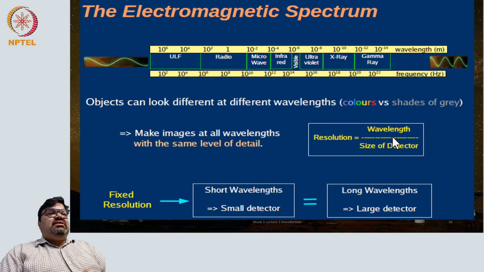However, this is not the only part of the puzzle. The other part is, if you make a larger detector, you also get lots of photons. So to increase sensitivity, you need a larger detector. But anyway, we will come to all of those conflicts and resolve them one by one as the course progresses.